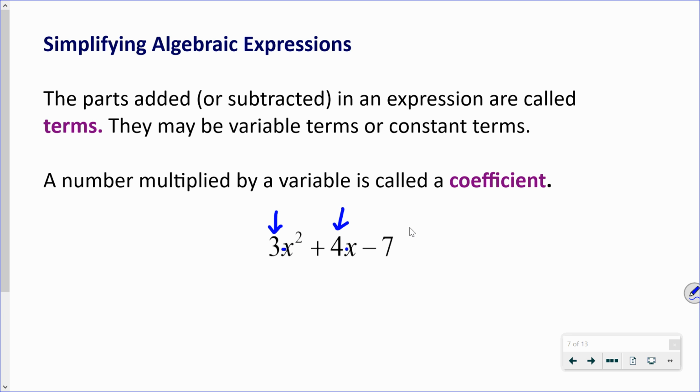The 7 is not called a coefficient though because it's not being multiplied by anything. It is just a constant, meaning it is constantly the number 7. It's never going to vary, so it doesn't have a variable with it. It's just the constant term 7. And these other two terms are called variable terms because they have a variable in them, and each of them has a coefficient as well.